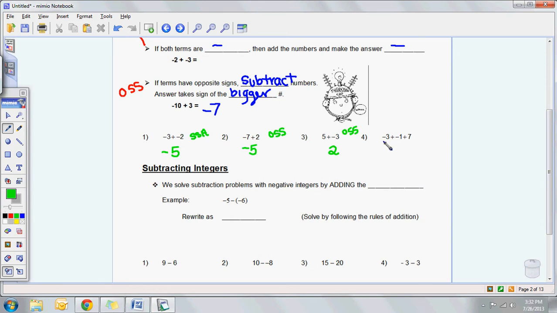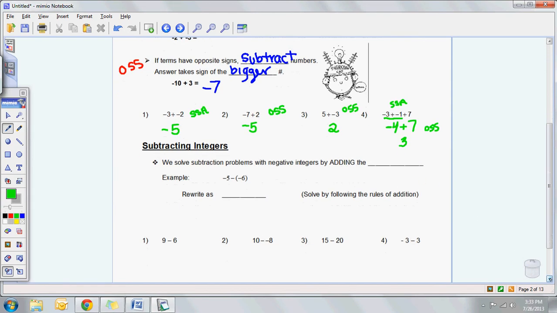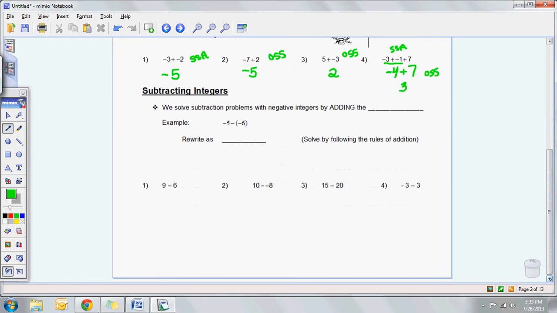And the last one has 3 terms, so just break it down into the first 2. Same sign, so same sign add. That's going to give me 4. They're both negative, so my answer is negative. I'm going to bring down that third term. Now I have the different rule, so this uses both rules within it. So I'm going to subtract. The bigger number is positive, so my answer is positive. So that's how you add positive and negative integers. Let's talk a little bit about subtracting them.